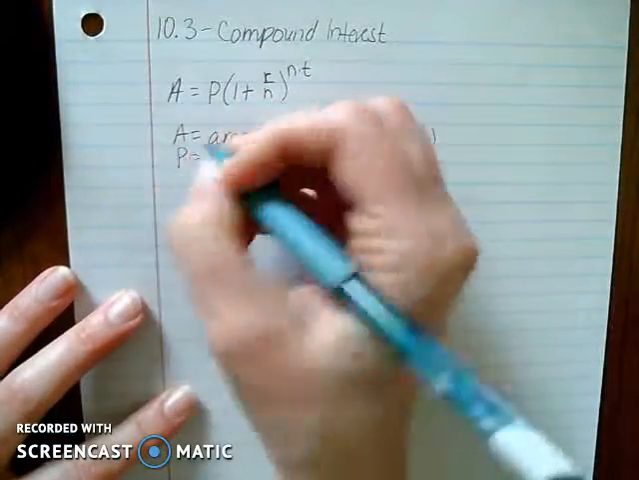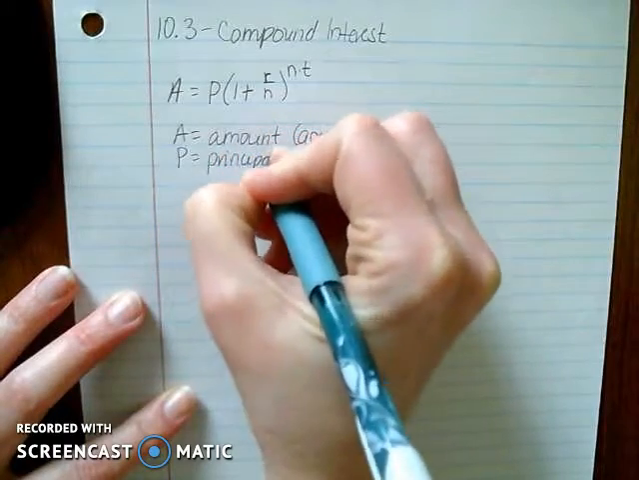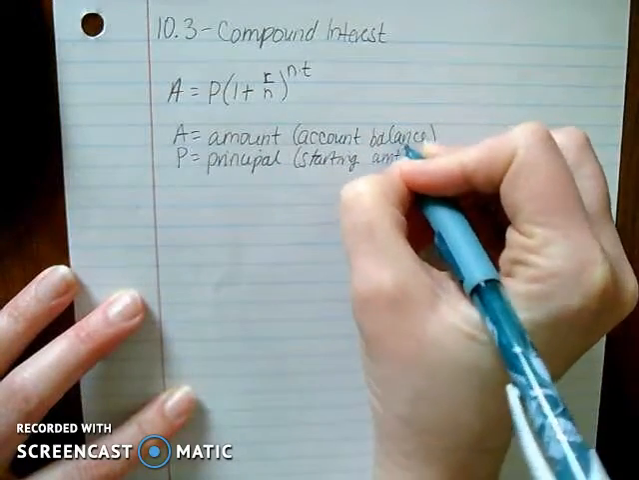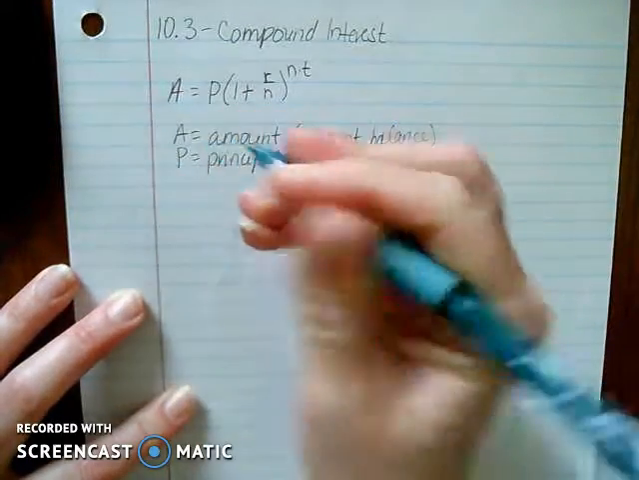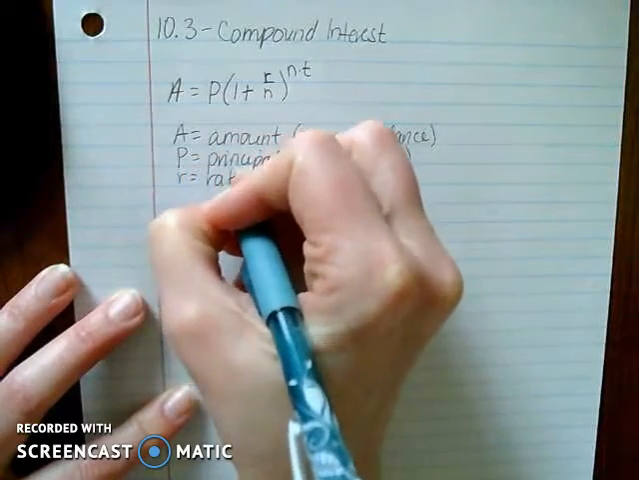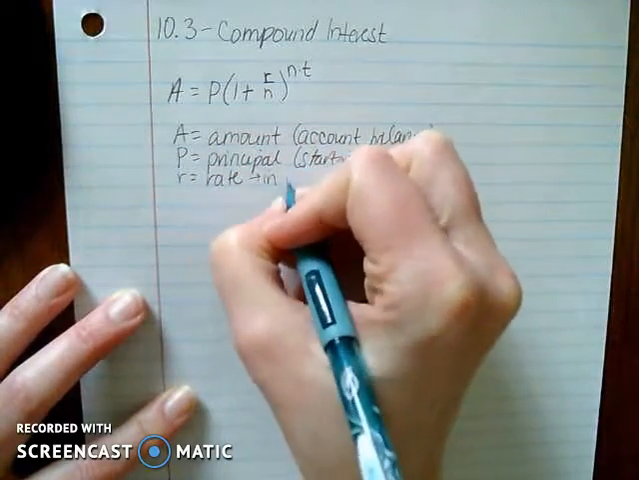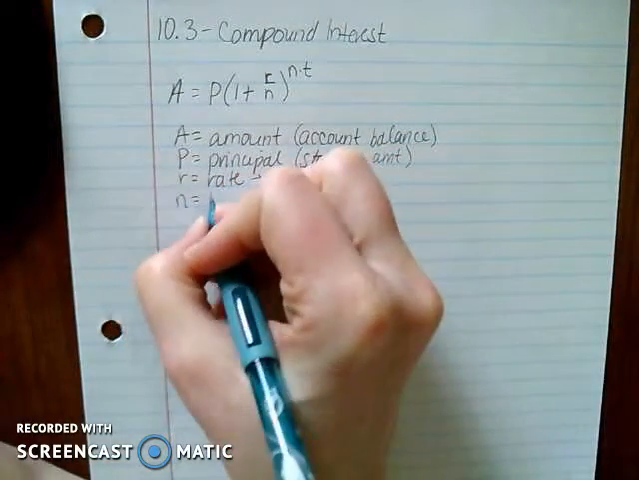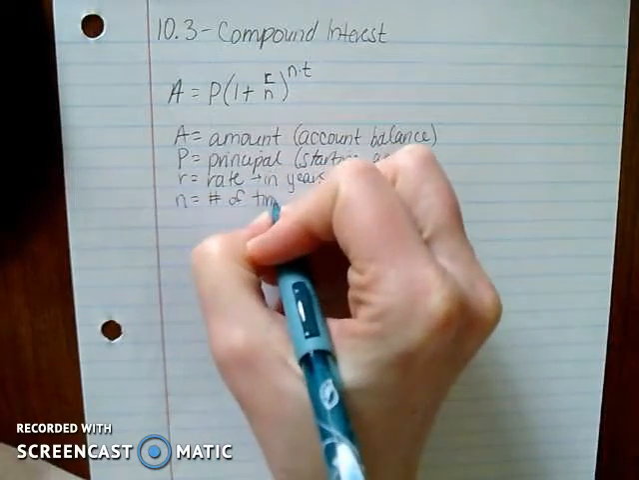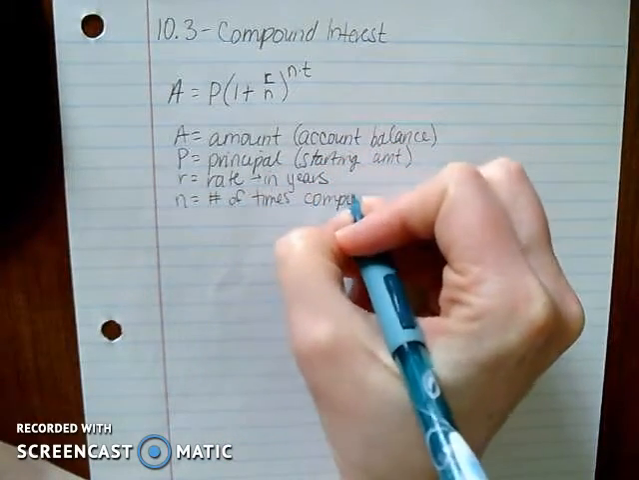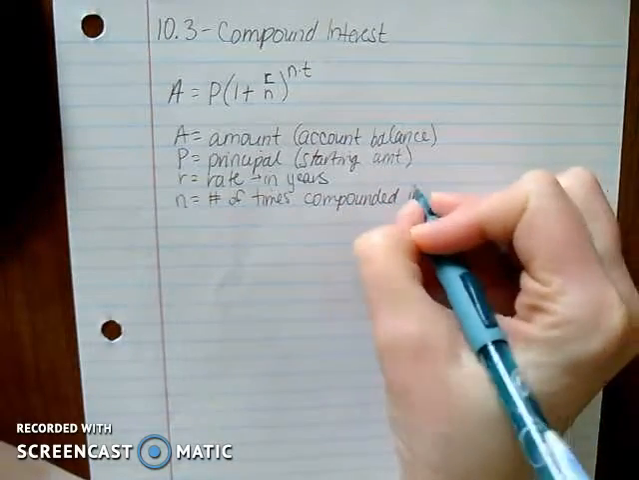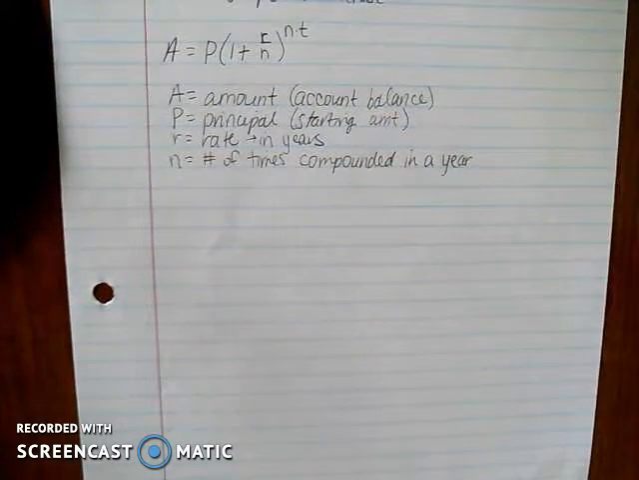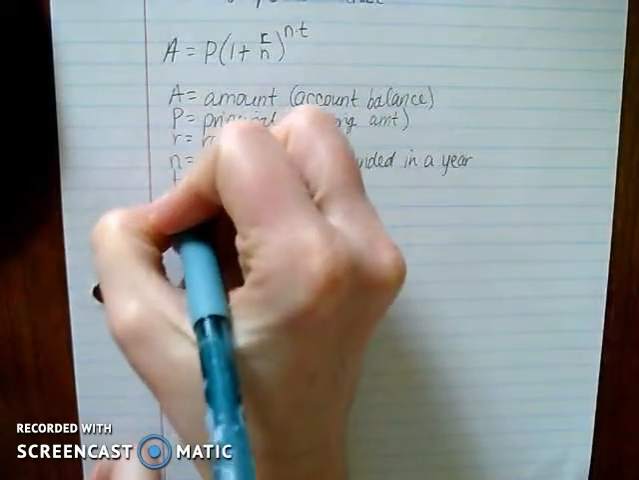Okay, P is your principal again, which is your starting amount. R is your rate. This one has to be in years. N is the number of times compounded in a year. Okay, and we'll look at a couple of different examples so you can see what that is. And then your T is time in years.